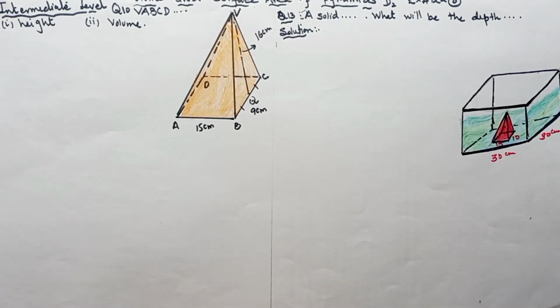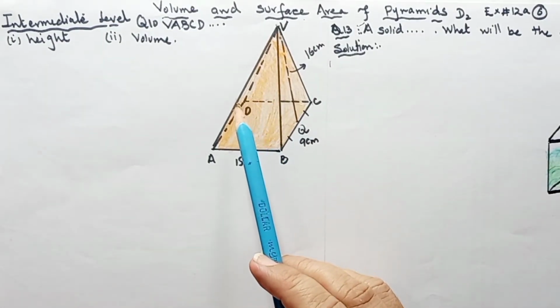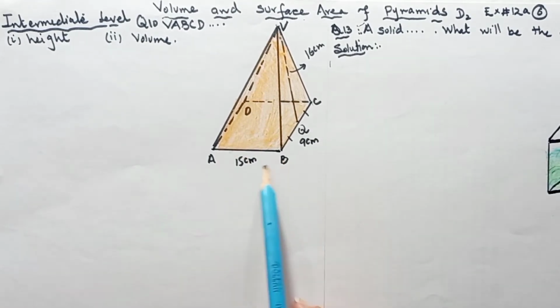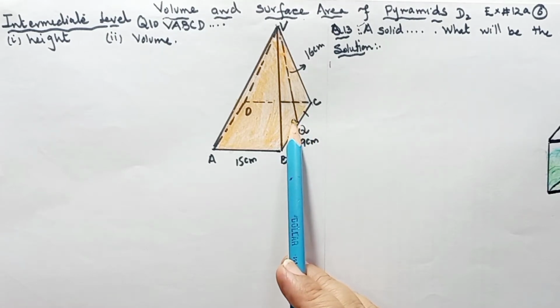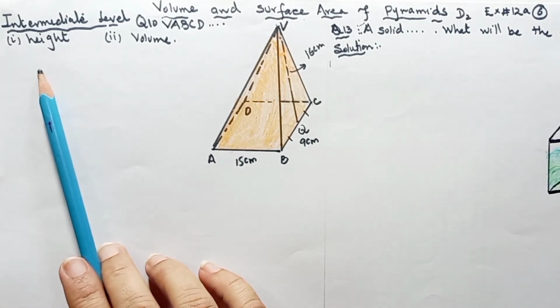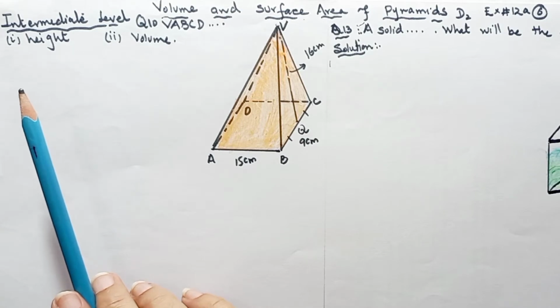In this lesson, I will solve intermediate level question number 10. Question 10 says that VABCD is a pyramid with the rectangular base of side 15 by 9 centimeter. Given that the slant height VQ of the pyramid is 16 centimeter, find the height of the pyramid, and second, find the volume of this pyramid.